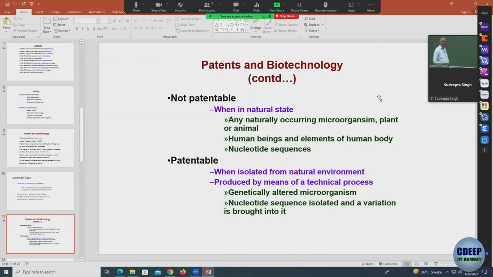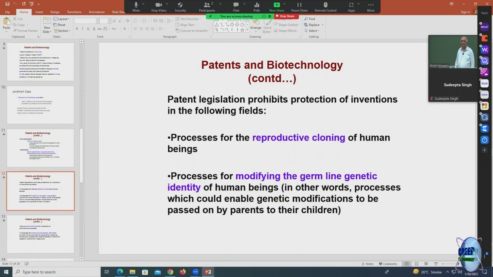So you are genetically altering the natural systems to gain some advantage. So then it becomes patentable. But law also prohibits inventions, even if you do that human intervention. Processes for the reproductive cloning of human beings is not allowed to be patented. Process for modifying the germline genetic identity of human beings. Otherwise, people will start ordering designer babies. I say, I want a high IQ baby, I want a fair baby, and all those kind of things.